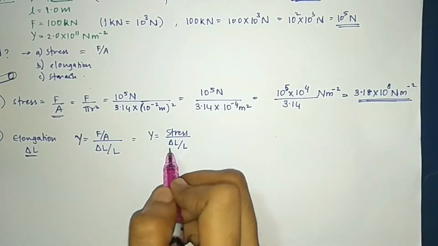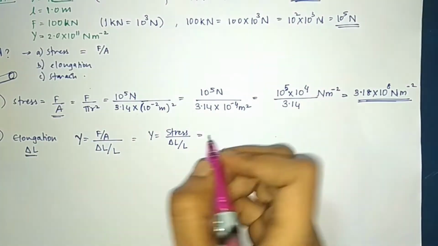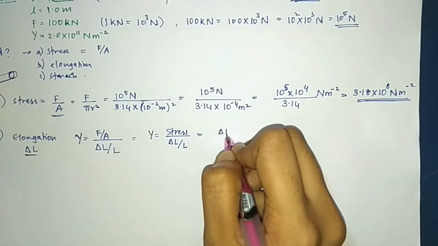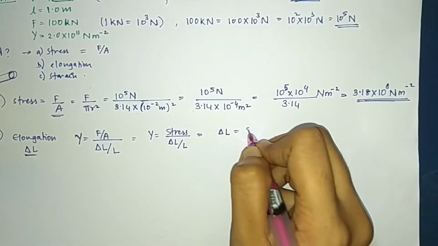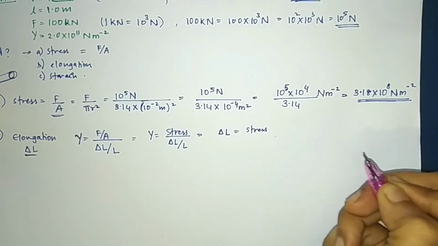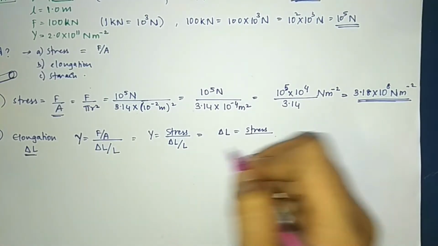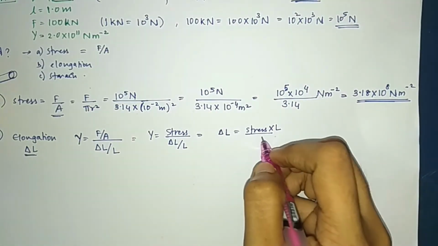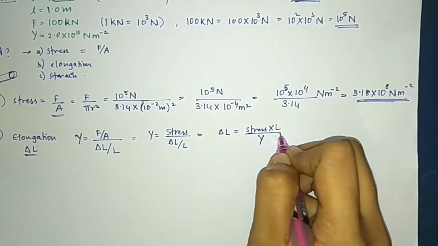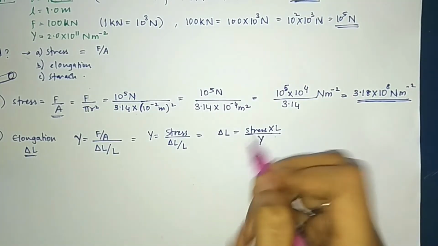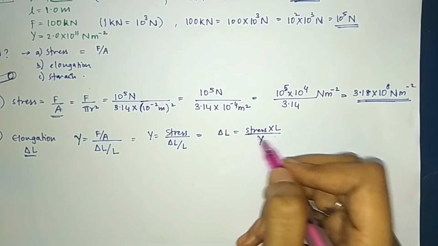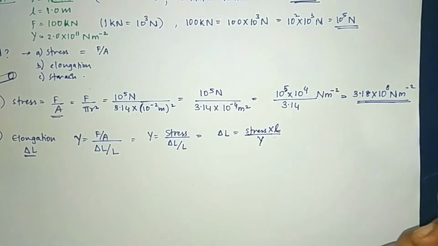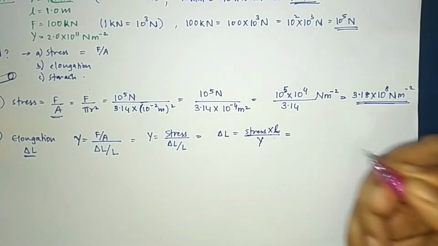So I'm rearranging the terms, taking delta L to the left hand side. So delta L will be stress, which will remain as it is, and the L comes up in the numerator and Y in the denominator. So this is an easy formula. Now you know the stress, you know the length, and you know the Young's modulus. So you just have to substitute and get the answer.